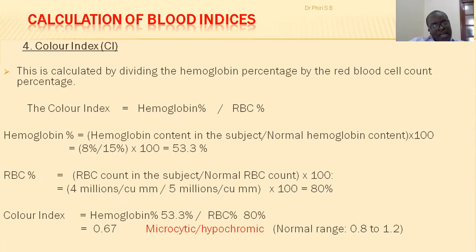Your color index now will be equal to the hemoglobin percentage divided by the red blood cell percentage. The hemoglobin percentage is 58.3% divided by the red blood cell percentage we calculated, 80%. When you divide the two values, it gives you about 0.67. You compare to the normal range: on average it should be 1, and the normal range is 0.8 to about 1.2. So 0.67 is reduced compared to the normal range. So you are also having microcytic hypochromic.